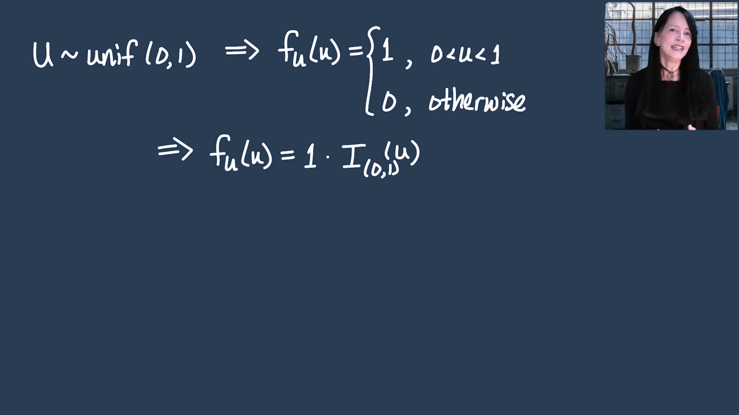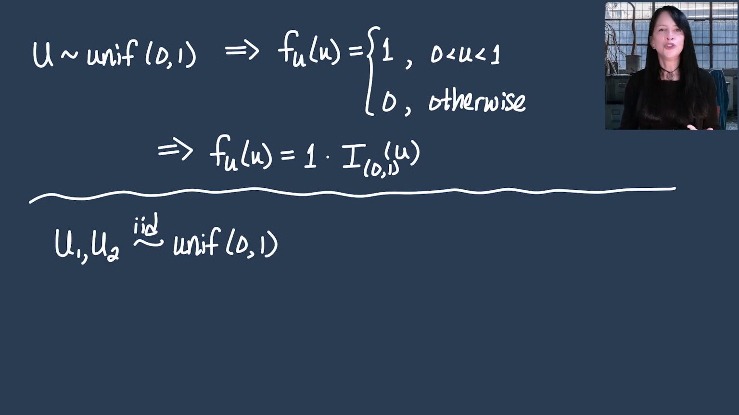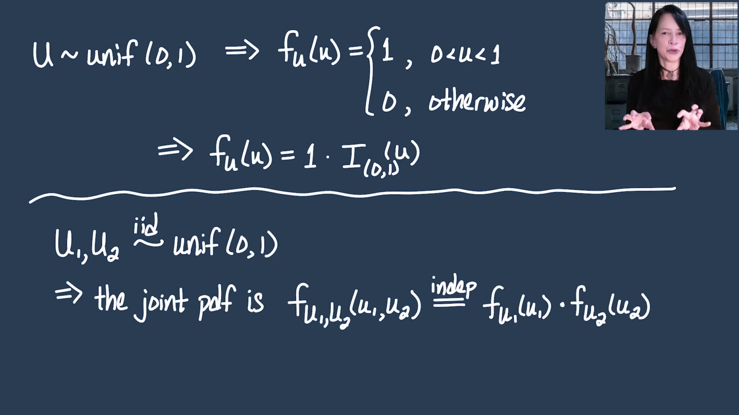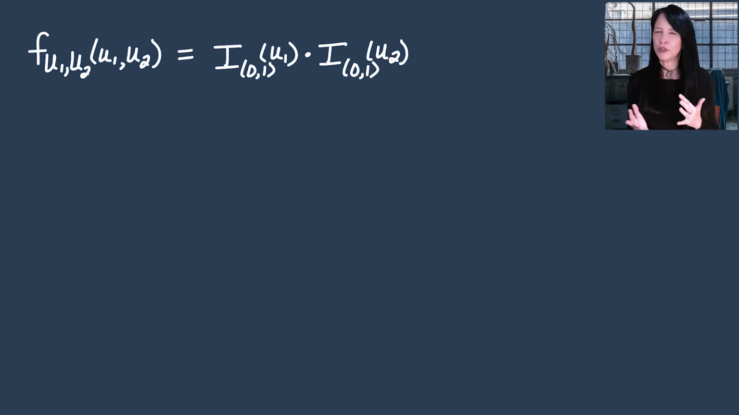Okay, so that said, if I have U1 and U2, IID uniform(0, 1), the joint PDF is the product of the marginal PDFs because they're independent, and they have the same PDFs here because they're identically distributed. And using indicators, we get something that looks like this. Now, I love using indicators when I do the transformations because when you plug in those inverse functions, you automatically get the new indicators and you don't have to think about the supports of the new random variables separately.